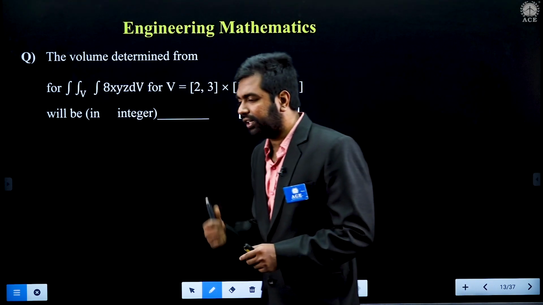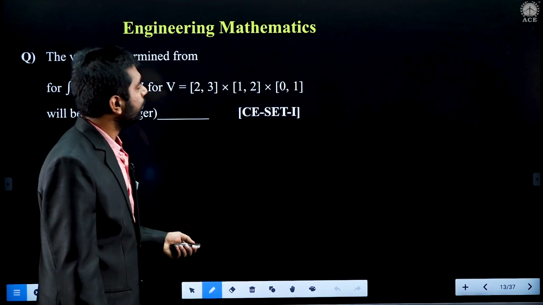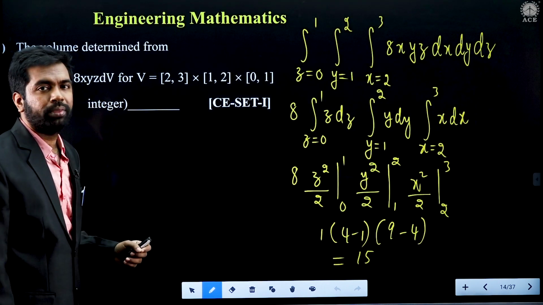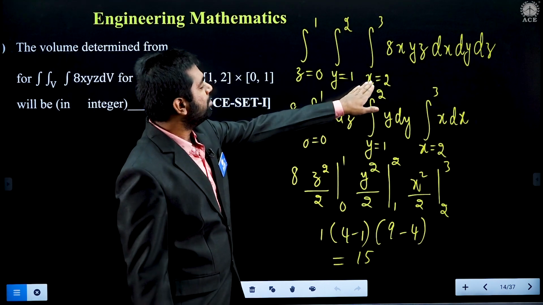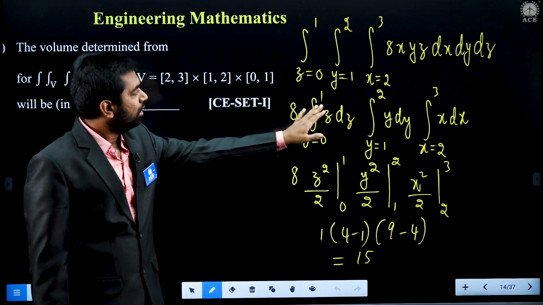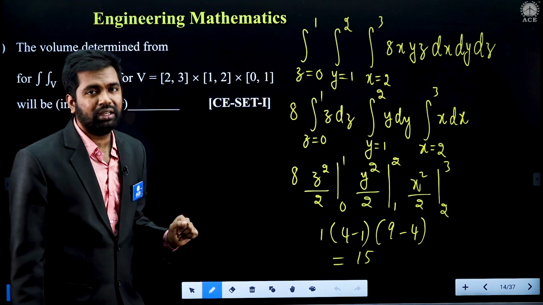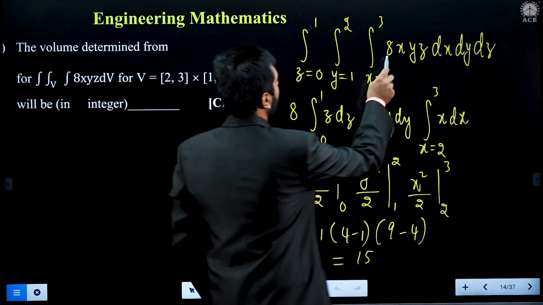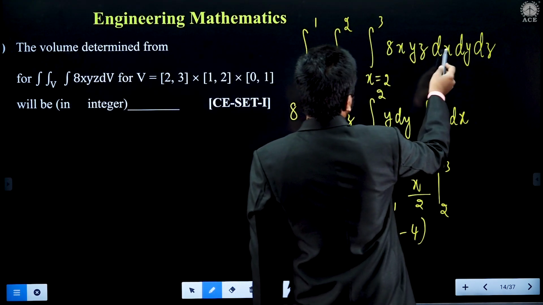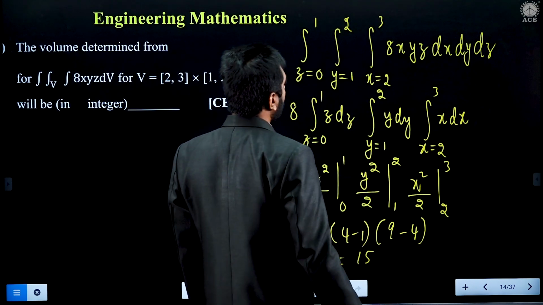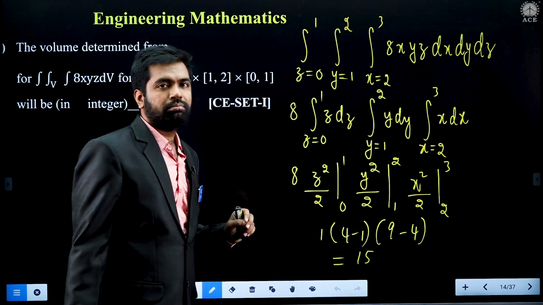Let's look at the detailed solution. Have a look at this. What I have done is, I have taken limits of x to be 2 to 3, limits of y as 1 to 2, z limits as 0 to 1, and the function that you have is 8xyz dx dy dz. See, it's a very simple problem.